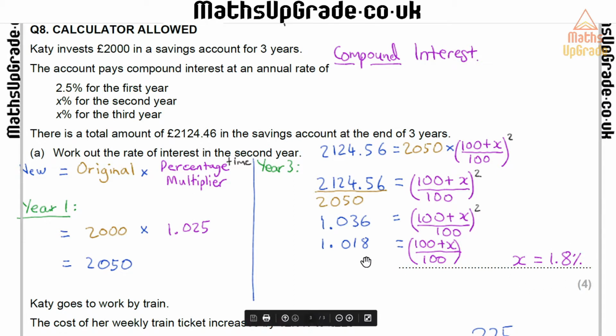Just again on that, from this line to get the value, I can ignore the brackets now. I'm just going to multiply both sides by 100, so 1.018 multiplied by 100, which gives me 101.8, and then subtract 100, gives me 1.8. So 1.8 equals x, so that is 1.8%. It's 1.8% because percentage is in the question there.